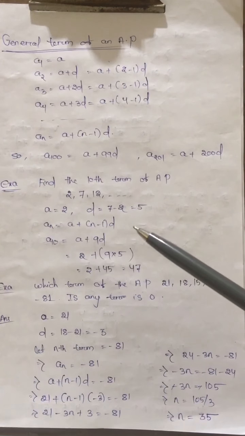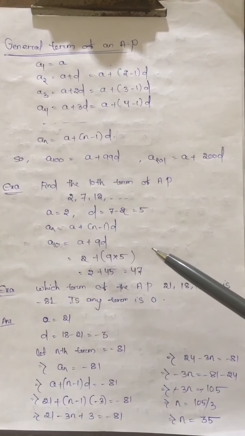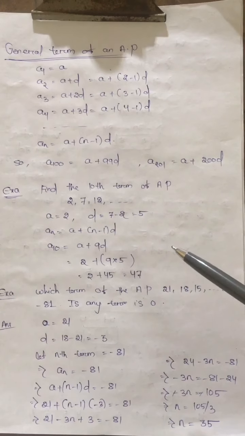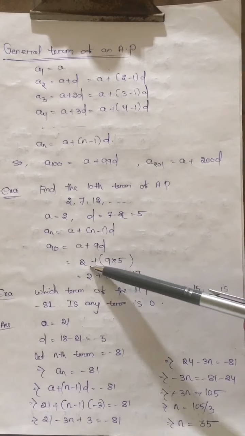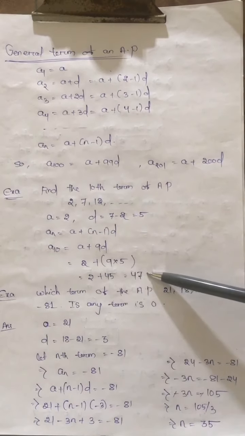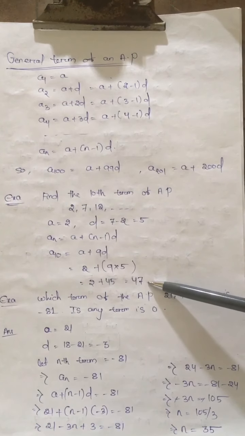In the formula we know an is a plus (n minus 1) into d. So a10, I can write it as a plus (10 minus 1) into d, which will be equal to a plus 9d. So I put the value of a as 2, d as 5, so 9 into 5. So it is 2 plus 45, which is equal to 47. So the 10th term of the AP will be equal to 47.